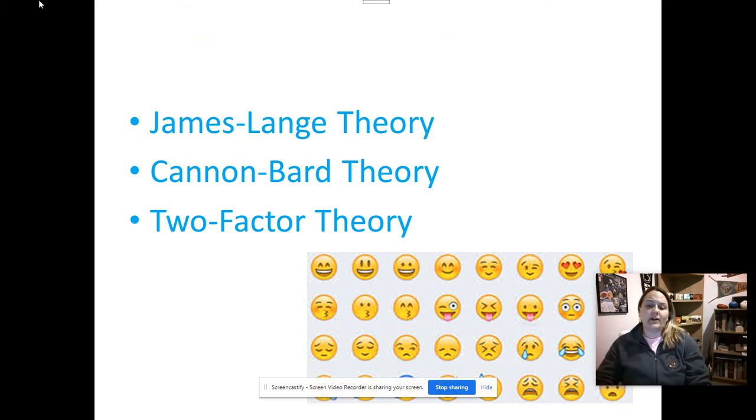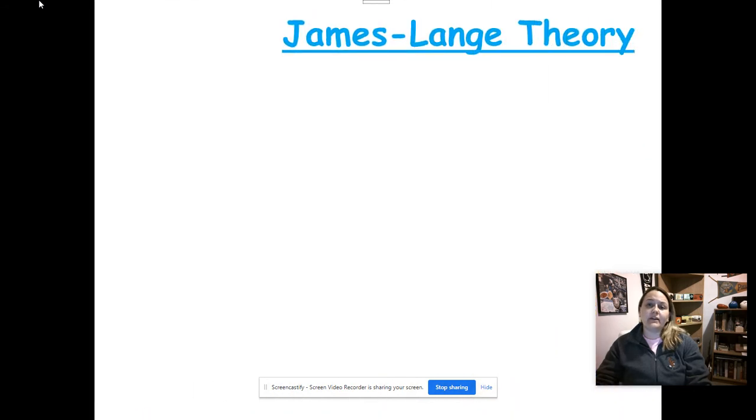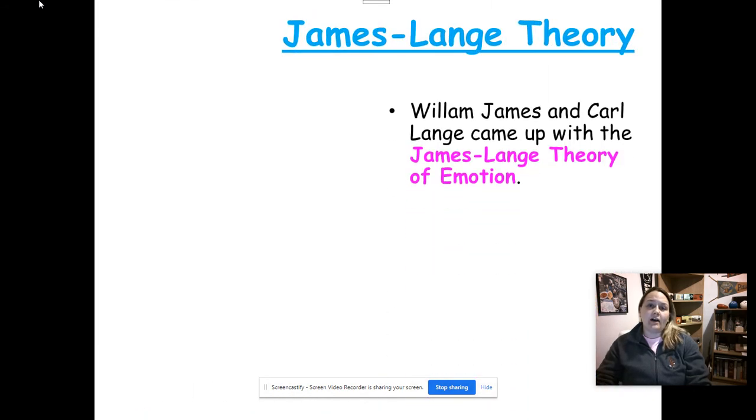So we're going to start off by going over the good old James-Lange theory of human emotion. If you ever want to have anything named after you, come up with a theory in psychology, just like William James and Carl Lange did. And of course, their theory of human emotion, while very basic, is easy to understand.